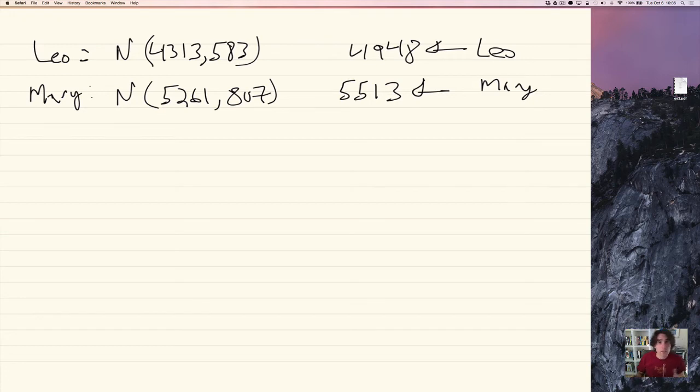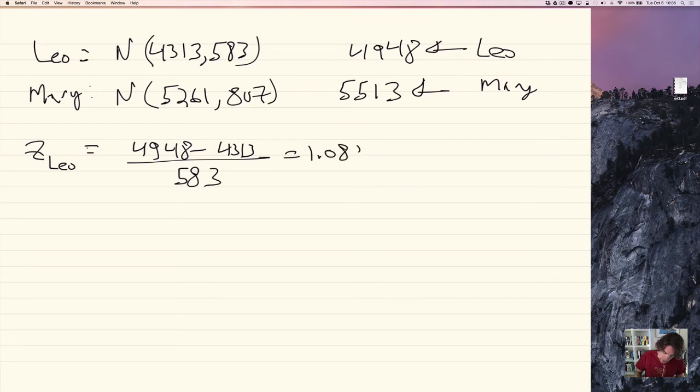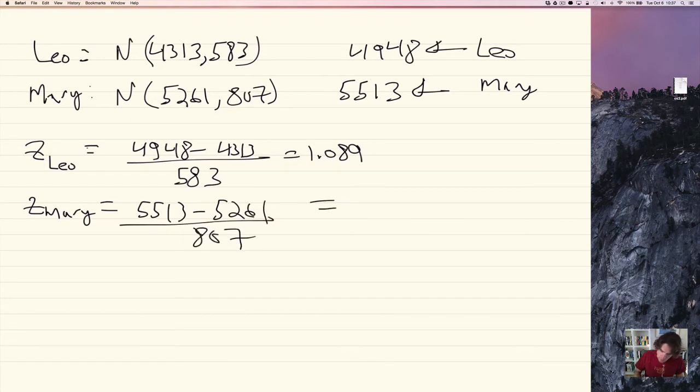So how can we compare these two scores? Well, we standardize and then look at the z-scores. The z-score for Leo is 49:48 minus 43:13 divided by 583, which is 1.089. The z-score for Mary is 5513 minus 5261 divided by 807, which is 0.312.